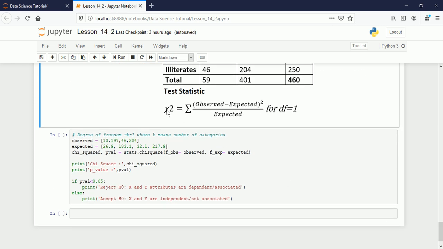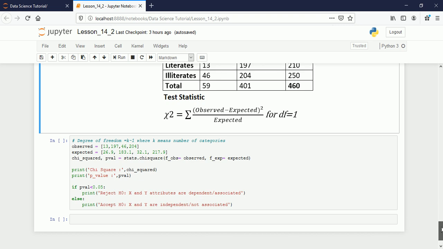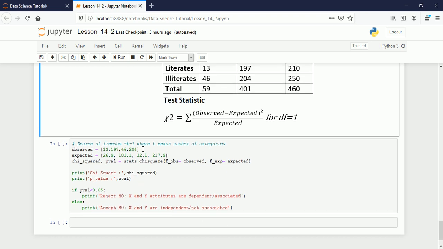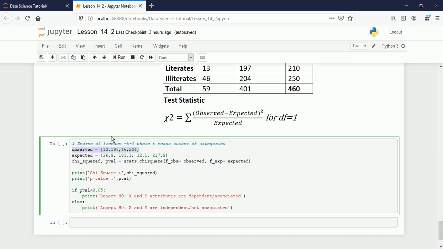And this is the formula, friends, for chi-square: observed values minus expected values, whole square, divided by expected value, for degrees of freedom equal to 1. The observed values are given here: 13, 197, 46, 204. Now we have to calculate the expected values. How to calculate those values?